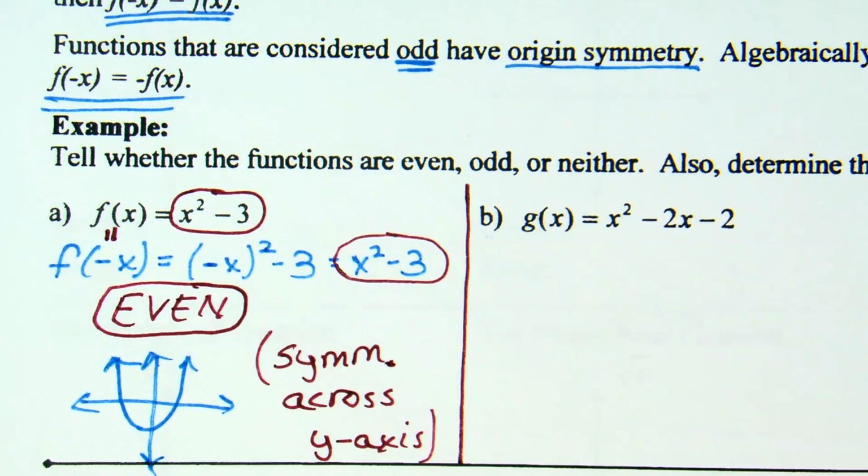B. Okay, if we're going to start algebraically, what am I going to suggest you start by doing? Okay, let's start g of negative x. And the reason I start g of negative x, whether it's even, whether it's odd, I need it both ways, right?